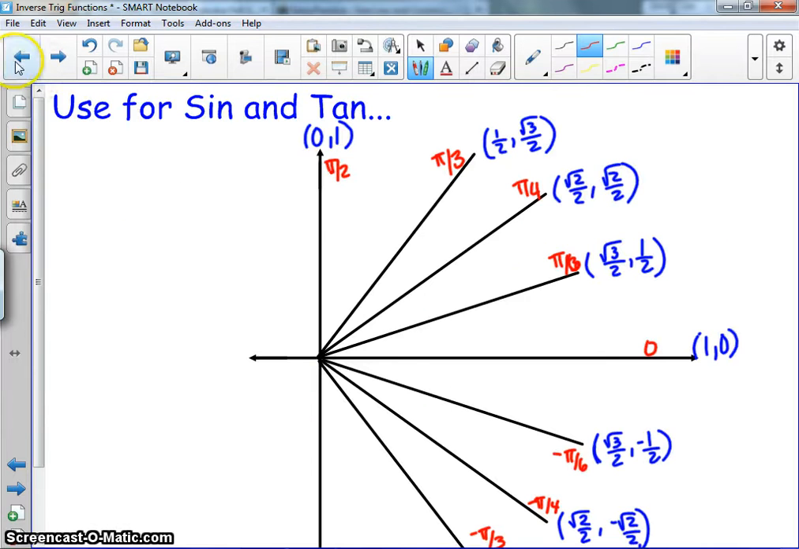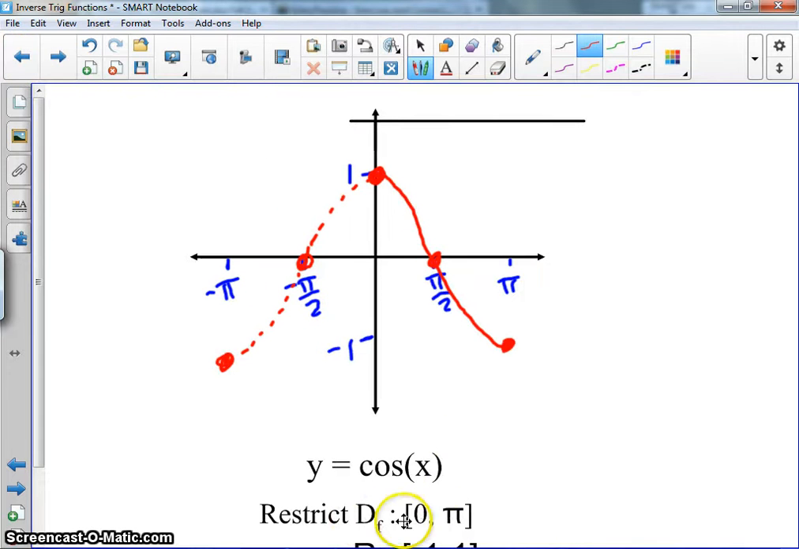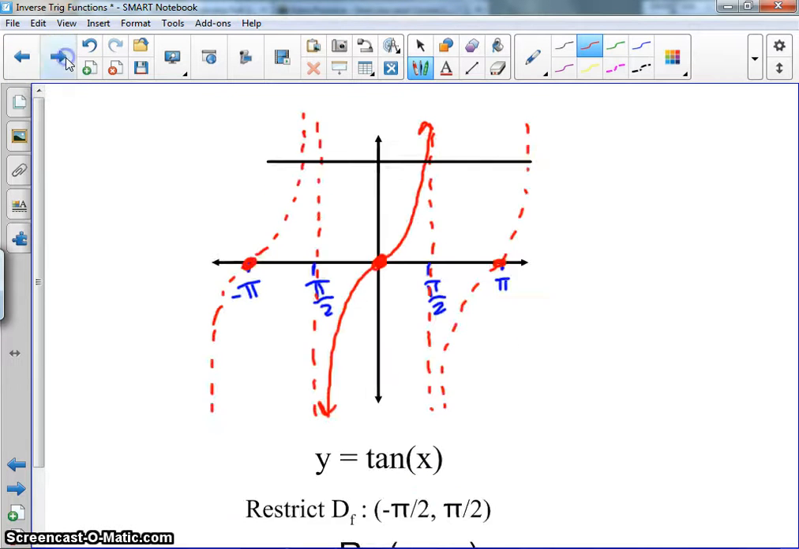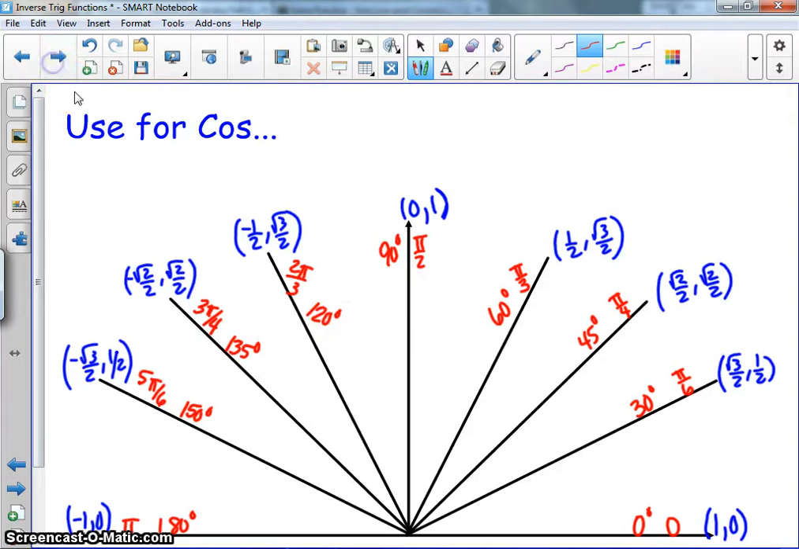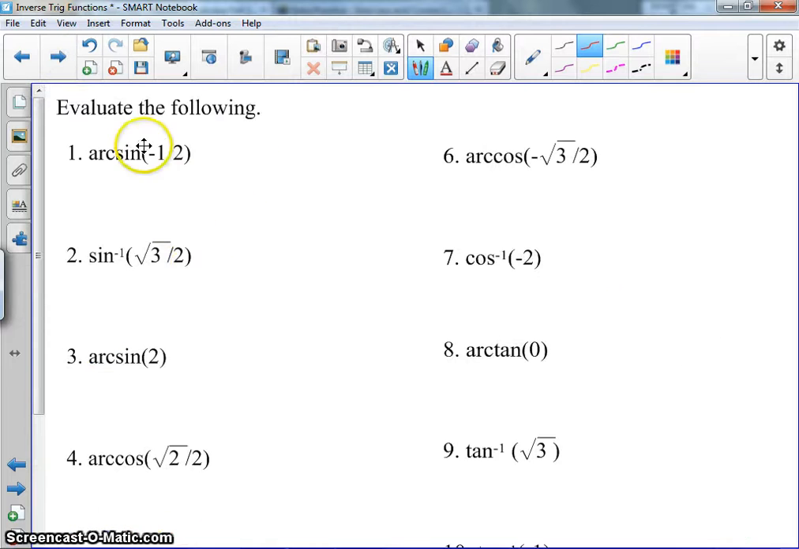Now, cosine is really nice because we restricted that from 0 to pi, so basically we're just using the top half of the unit circle here, and so absolutely nothing changes. So I'm going to show you how you're going to use these two diagrams to evaluate. And so when they give you problems to evaluate, they're going to look like this.